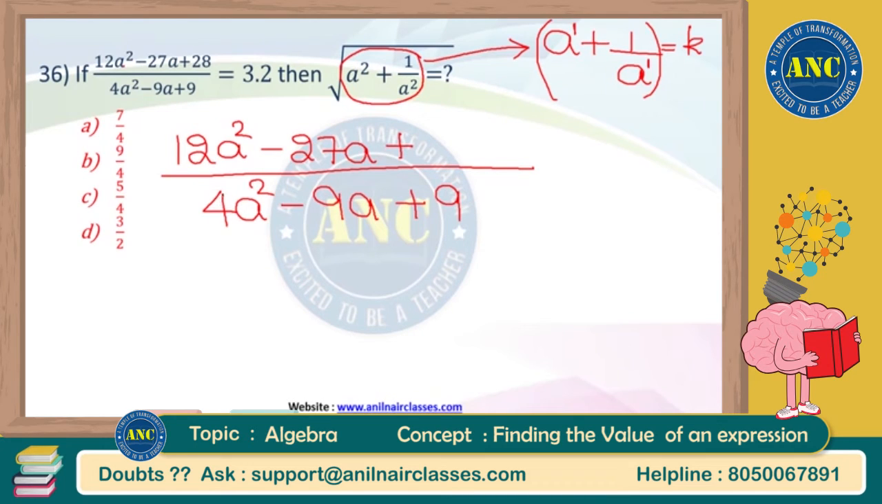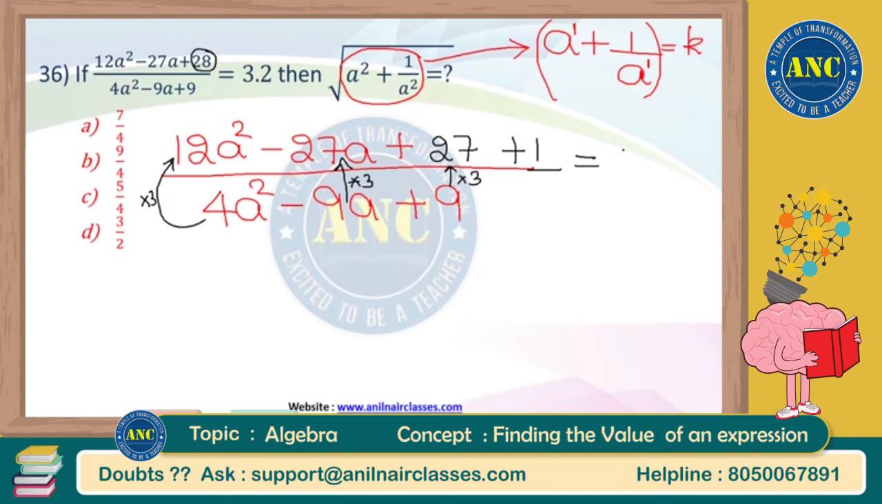4a square is in the denominator, 12a square is in the numerator. If I multiply 4a square by 3, it becomes 12a square. If I multiply 9a by 3, it becomes 27a. If I multiply 9 by 3, it should become 27, but the question says it should be 28. The other 1 I will add as it is. That is the reason I did not write it earlier. I hope you are understanding.